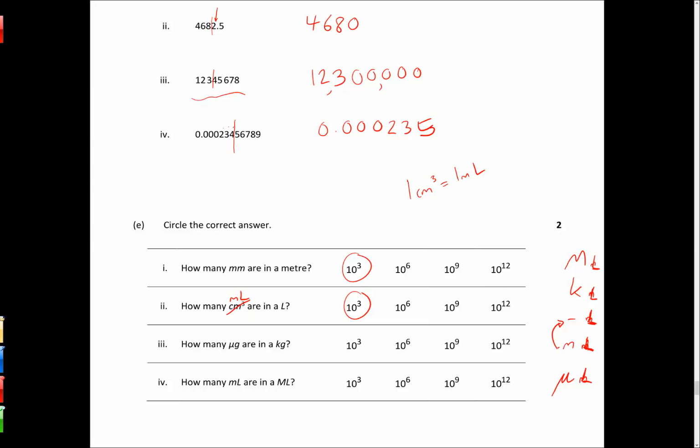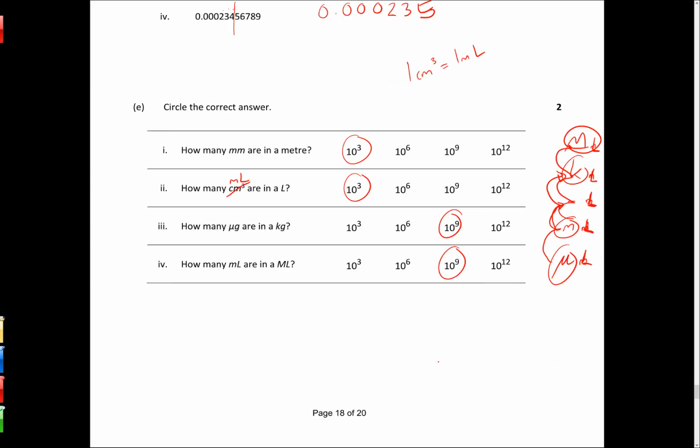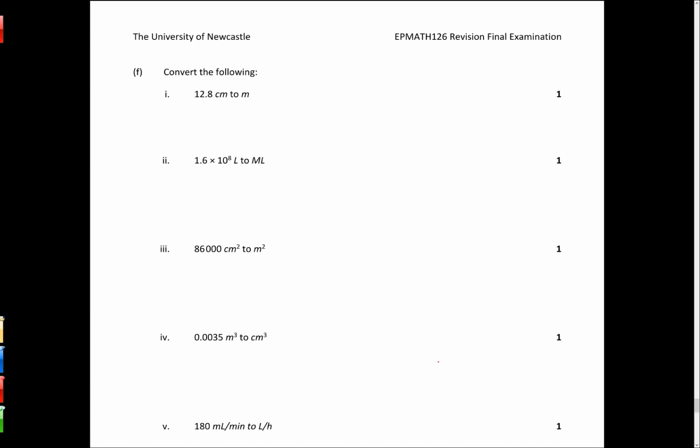How many micrograms in a kilogram? I don't particularly care about the gram bit. How many micros in a kilo? 1 leap, 2 leaps, 3 leaps. And each leap was 3. So that's 9. Oops, I've circled the wrong one, rather. The last one's how many milliliters in a mega? Well, milli is here. Go to mega, 1, 2, only 3 leaps. From milli to mega is 3 leaps. It's another 10 to the 9.